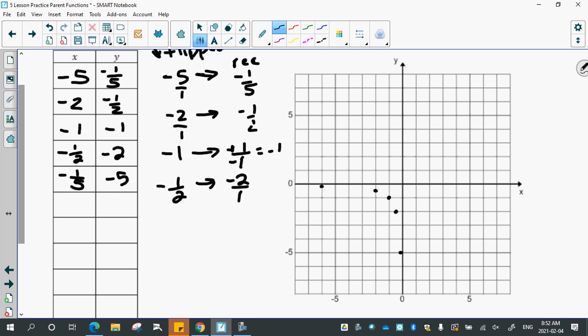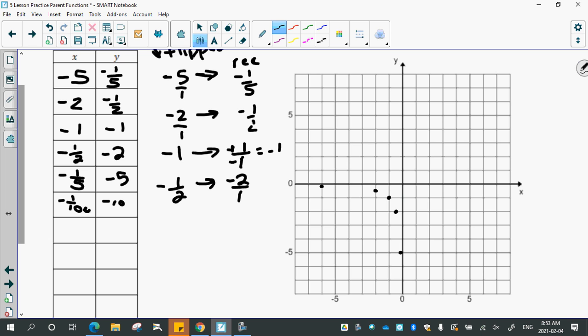So what if I put, don't put this in your chart, but what if I were to put -1/10 in? Don't put it in, but what if I were? What would the reciprocal be? -10. So -1/10 is even closer, and I'm going to be down at -10.